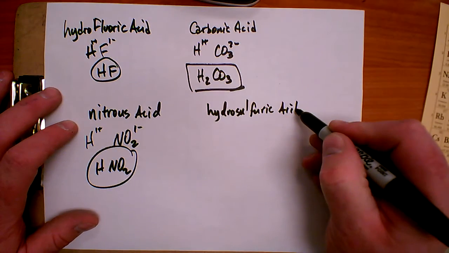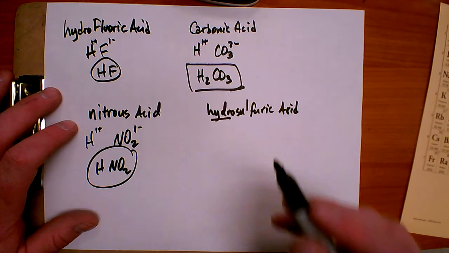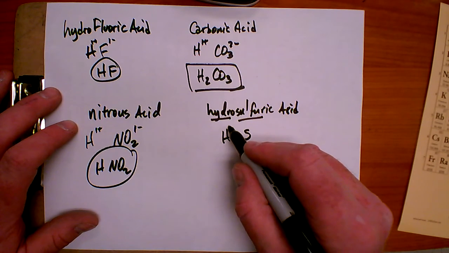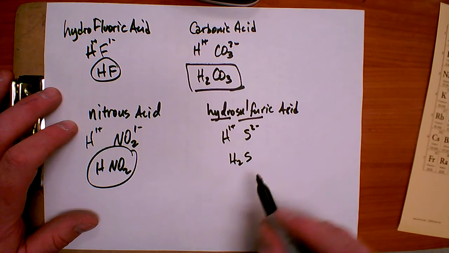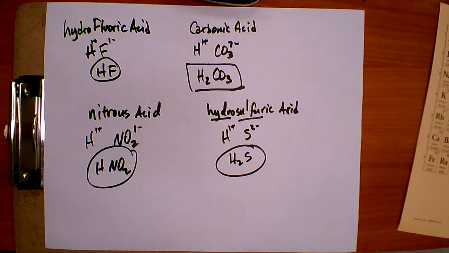Hydrosulfuric acid. Okay, it has the hydro, so I know it's a binary, and my root is sulfur. H is a 1 plus, sulfur is a 2 minus, H2S is my charge balanced formula. And that is how you look at the names of the covalent molecules and the acids, going from name to formula and from formula to name.